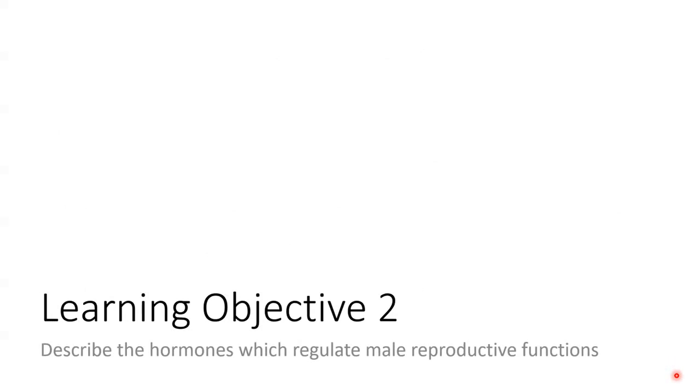Moving on to the second and final learning objective for the physiology of the male reproductive system, which is to describe the hormones which regulate male reproductive functions.